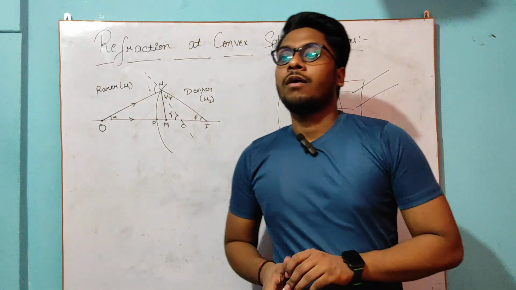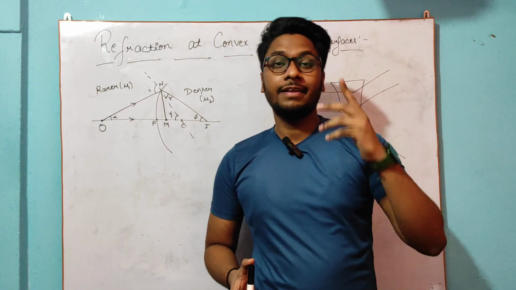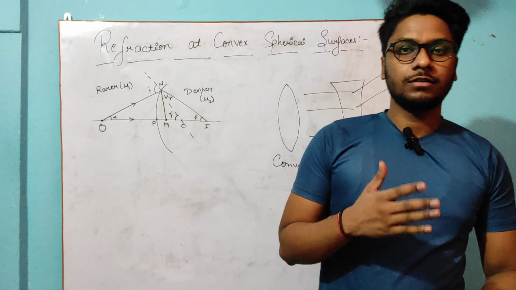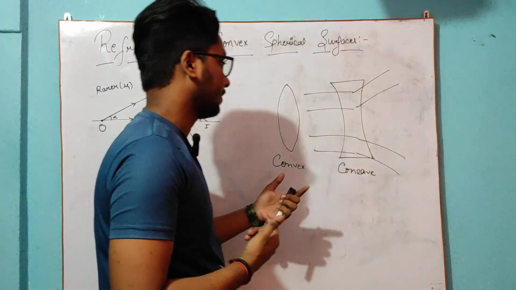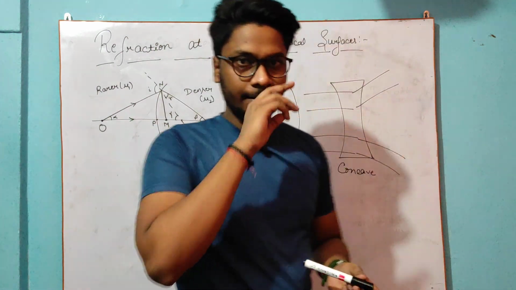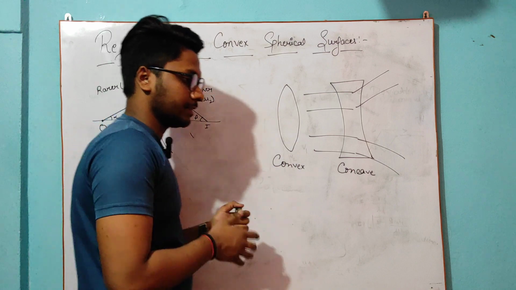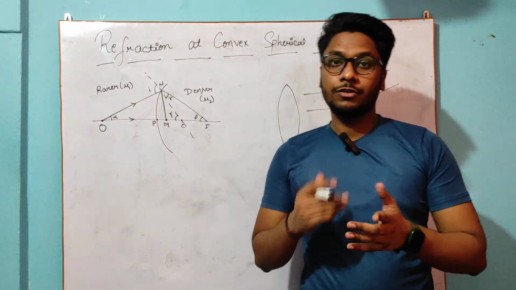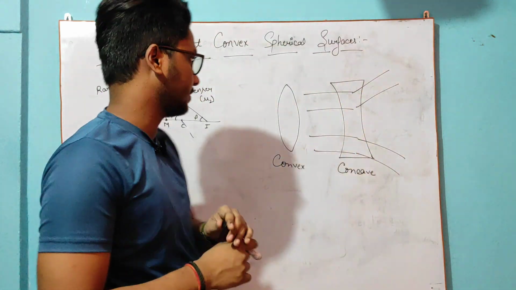Now, whatever parameters we defined in spherical mirrors, like pole, radius of curvature, center of curvature, all those things are also defined here. But instead of the pole, we have the optical center. Here, this lens has two surfaces, so it also has two centers of curvature, two focal lengths, two radii of curvature, and one principal axis.